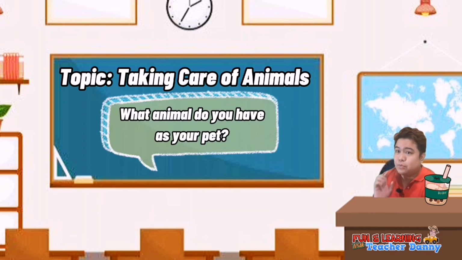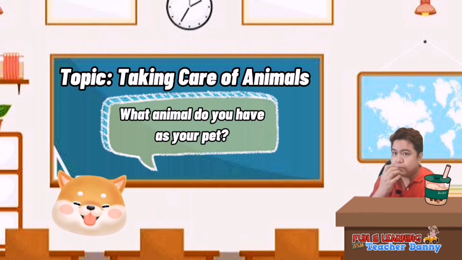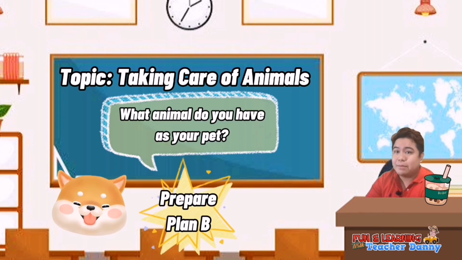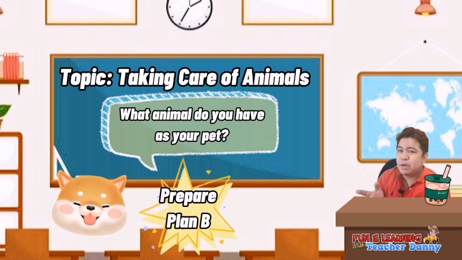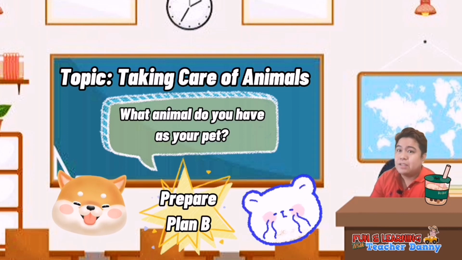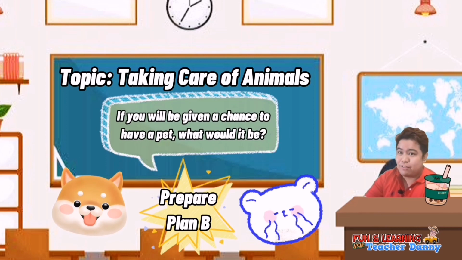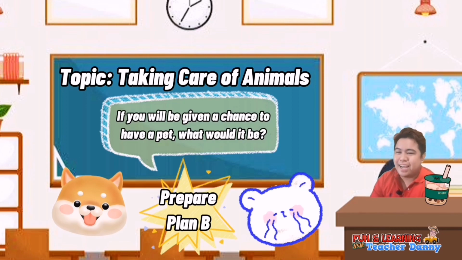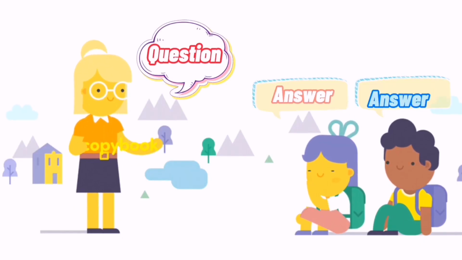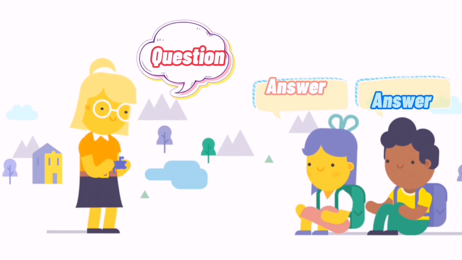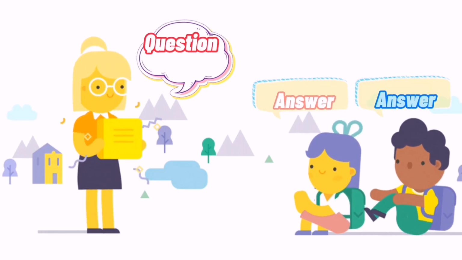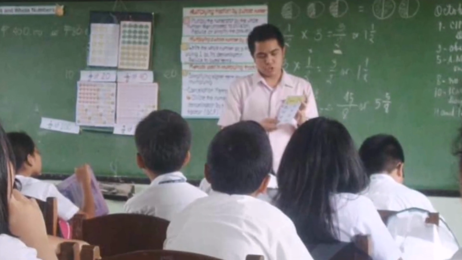So you may add, what animal do you have as your pet? And then they might answer, an animal. But you also need to have a plan B question because the answer might be I don't have a pet, right? So in this case, you might ask, but if you will be given a chance to have a pet, what would it be? Now that is a matter of questioning. Overall, this lesson proper phase will make up the bulk of your question time, so be sure to detail everything out in your lesson procedure.